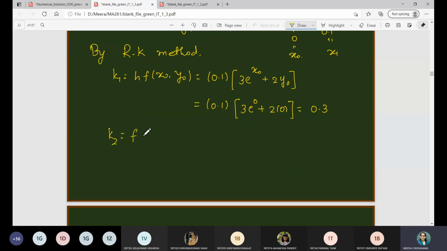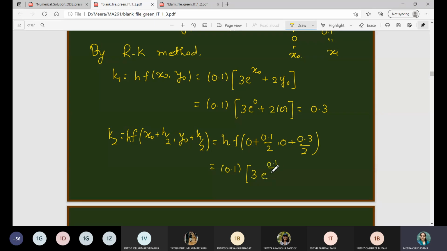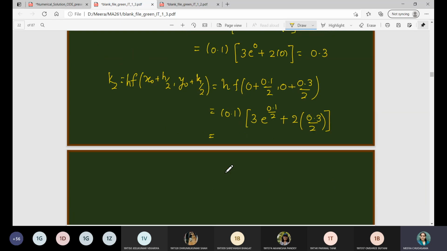K2, if I consider, then by the formula it is h f at x0 plus h by 2, y0 plus k1 by 2. So it will be h f, where x0 is 0, h we have considered as 0.1, y0 is 0, and k1 is 0.3 by 2, right? So this is nothing but 0.1, 3 e raised to 0.1 by 2, from 3 e raised to x plus 2y, so 2 into 0.3 by 2. So compute it. What will be the answer?